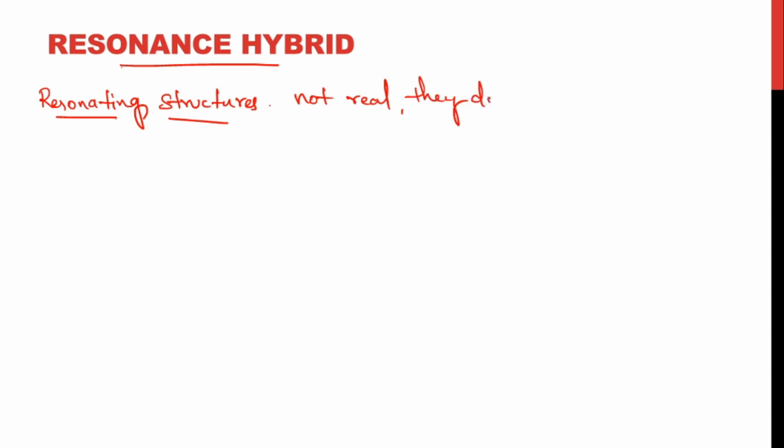What is a resonance hybrid? Okay, just now we have learned about the resonating structures and also how to denote the conversion. Okay, but these resonating structures are not real. They are not real. They don't exist. The resonating structures are not real molecules. They are our imaginations. We are imagining that the electrons will be moving in a particular direction. So we are writing the resonating structures.